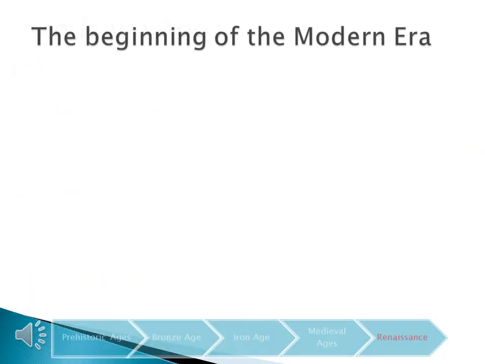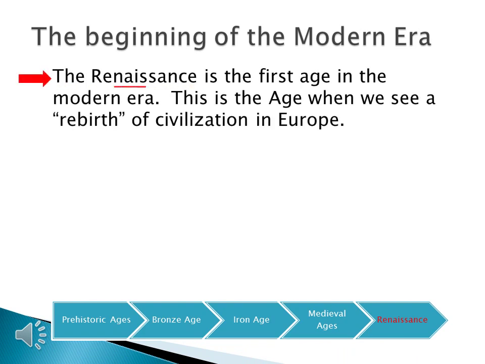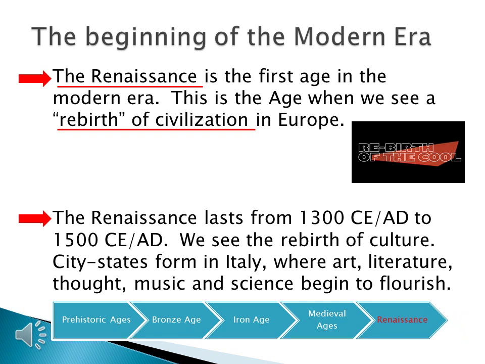The last age we'll study this year is the first age of the modern era, and it's called the Renaissance. This is the age when we see a rebirth of civilization in Europe after civilization failed during the medieval era. The Renaissance lasts from 1300 CE to 1500 CE.